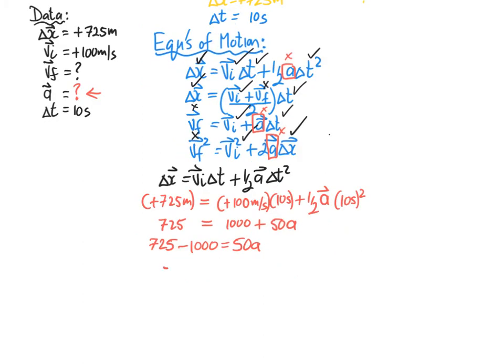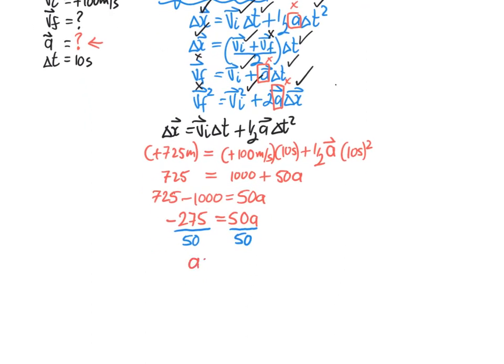And that works out to minus 275 equals 50A. And now we want to solve for A, so we divide by 50 on both sides. What you do to one side of an equation, you must do to the other side of an equation. That's a fundamental rule of algebra. And so if we divide by 50, we get that the acceleration here is in actual fact minus 5,5 meters per second squared.